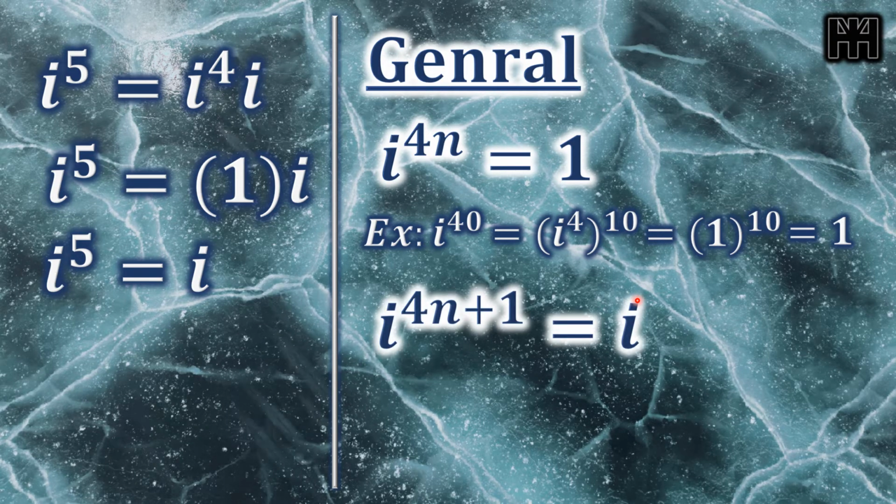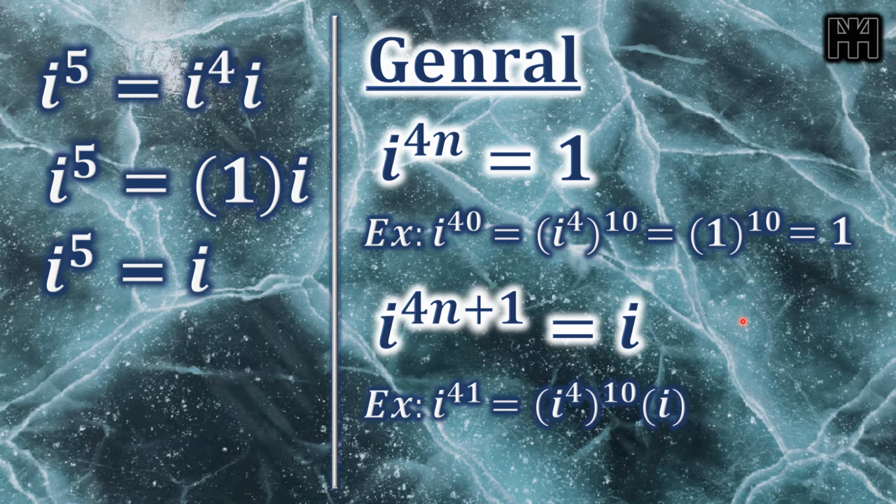If we have i to the power 4n plus 1, it will always give us i. As previously, let's see an example. i to the power 41 will be i to the power 4 times 10 multiplied by i, or i to the power 40, all to the power 10, plus 1. So i to the power 4 is always equal to 1. All of this part will be equal to 1. So we have 1 times i. So i to the power 41 will be equal to i.